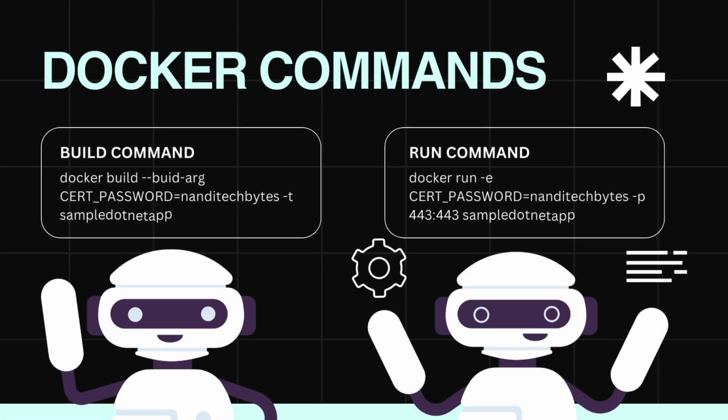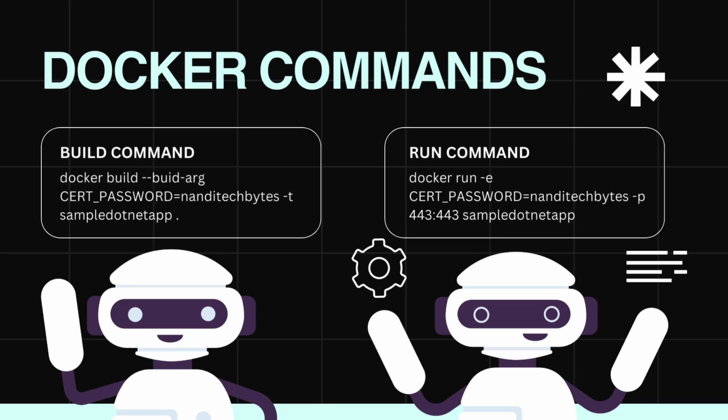So basically, to build and run our image, we use 2 commands. The first one is the build command and the second one is the docker run. The docker build command is used to build a Docker image. Then we use --build-arg to pass the value of an argument, cert_password, which equals Nandhi bytes. And with -t, we are giving the name of our containerized image. The dot at the end is telling our Docker agent that the Docker file is in the current path.